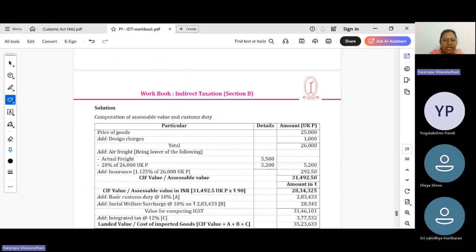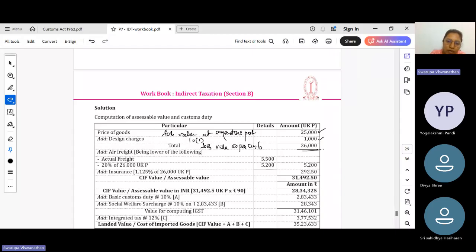So we have noted price being the base FOB value. At the exporter's port, the base FOB value is 25,000. To this we add Rule 10.1, that is expenses incurred on behalf of the particular import, design charges, that has to be added. We will get FOB value as per customs. This is FOB value as per customs.